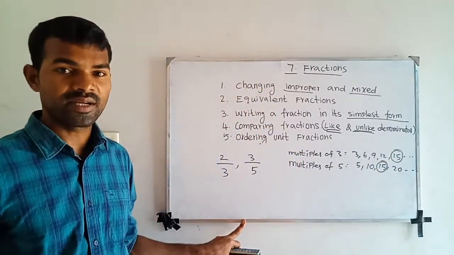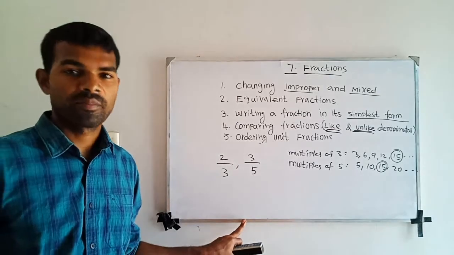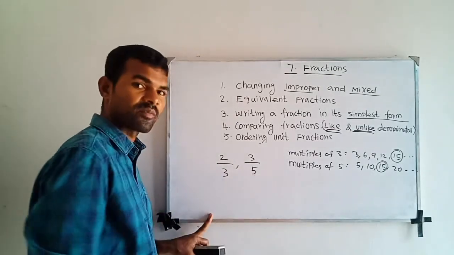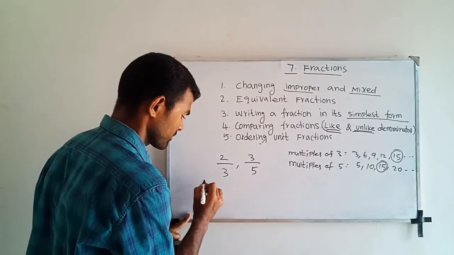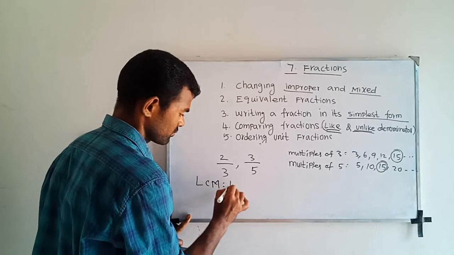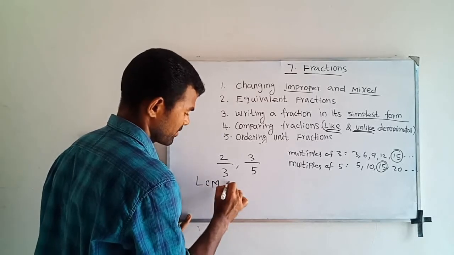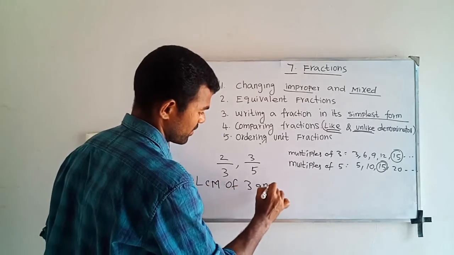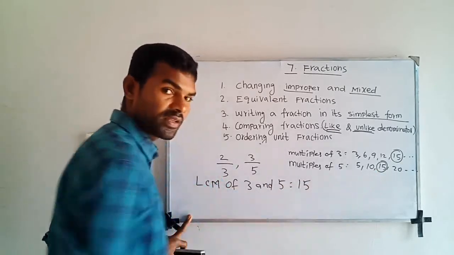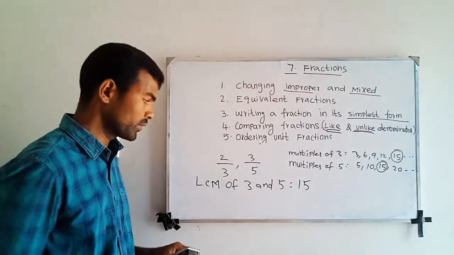So what is the LCM? LCM is 15. Simply you can multiply 3 and 5, also 15 only. So the LCM of 3 and 5 is 15. Yes, LCM is 15. Now what do you have to do?